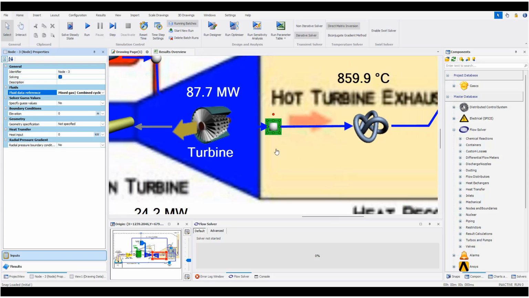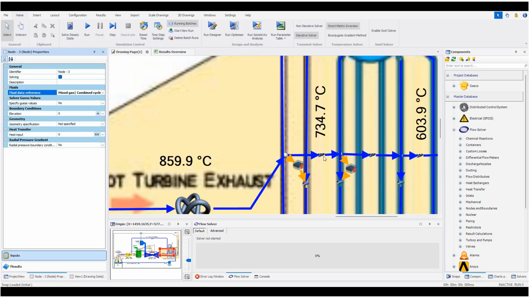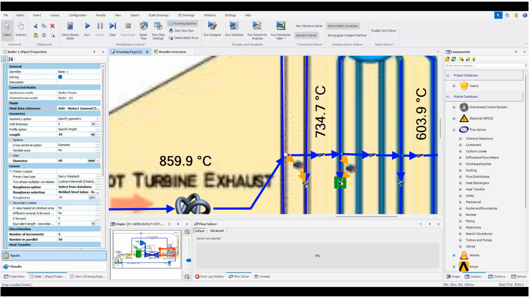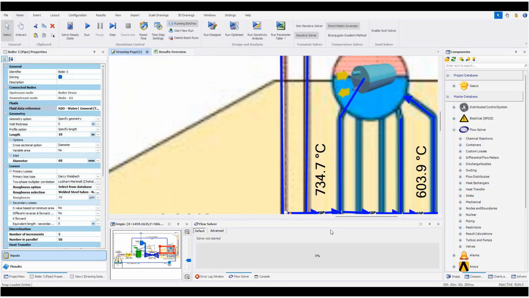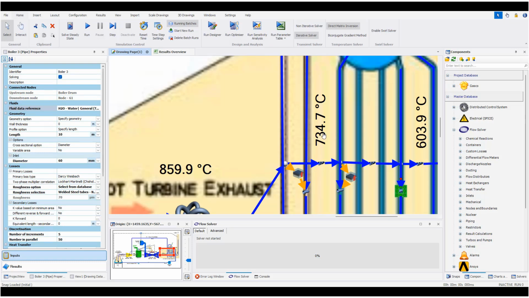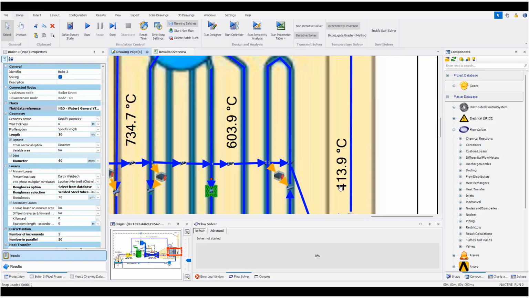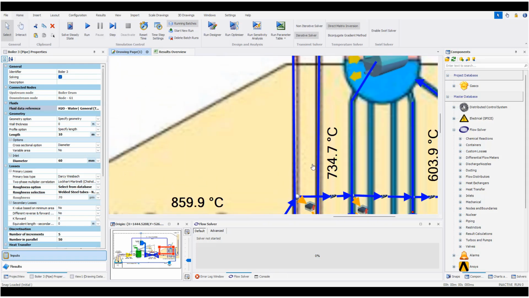turbine. You can see that the temperature is almost 860, for example, and as it gives heat to the steam, to this pipe network from the boiler, gradually its temperature is reduced from 860 to 734 to 600, and for the exit line, the exhaust line to ambient, it is 400 degrees, which you can see here.